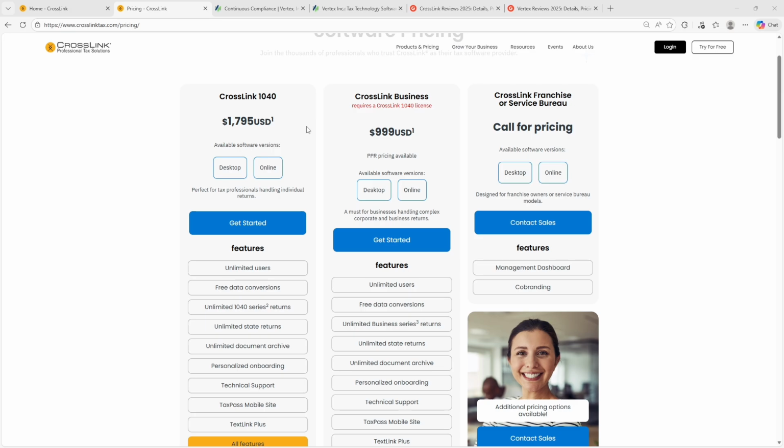If you move into business filings, the CrossLink business license comes in at $999 US, but this requires the 1040 license first, making it more of an add-on for firms expanding into corporate and partnership returns. For franchise offices or service bureaus, pricing is not published publicly and requires contacting sales, which usually means custom contracts depending on volume, branding needs, and office structure.